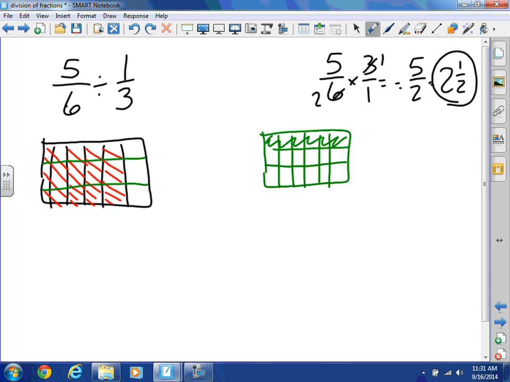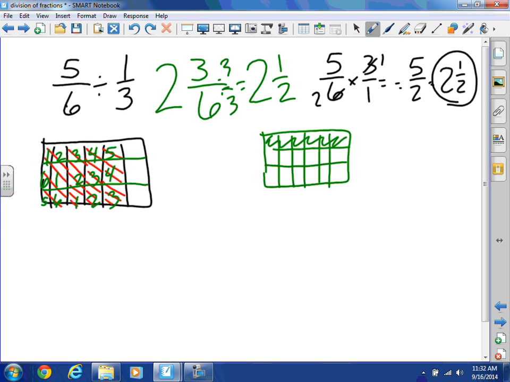So I need to circle boxes of 6. Now my denominator is going to be 6 here. So here I have 1, 2, 3, 4, 5, 6. That's one group. 1, 2, 3, 4, 5, 6. That's 2 groups. Then I have 1, 2, 3. So I have 2 and 3/6, right? But 3/6 can be reduced to what? 1/2. 3 divided by 3 is 1, 6 divided by 3 is 2.